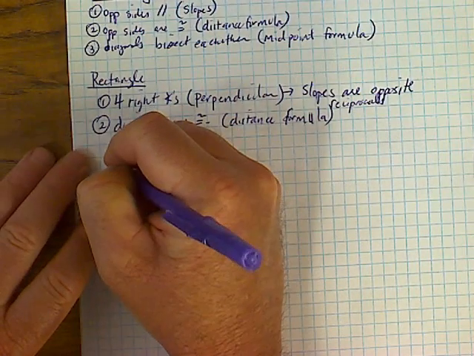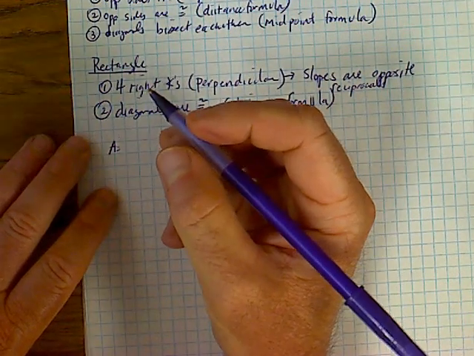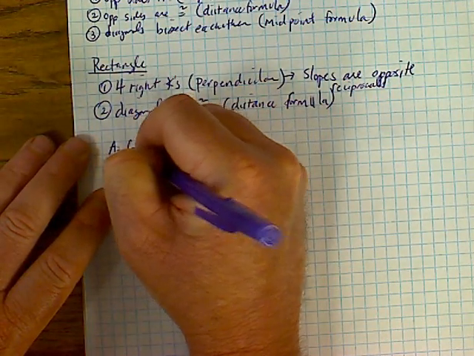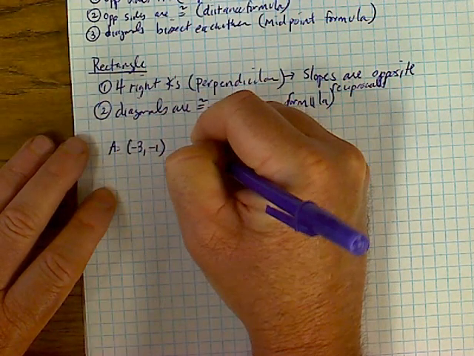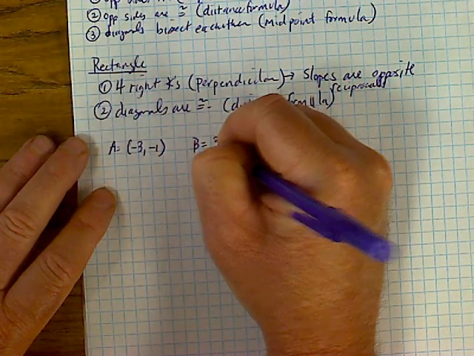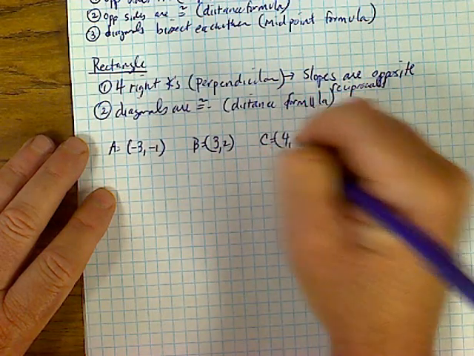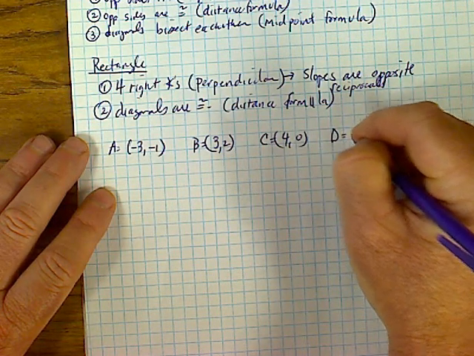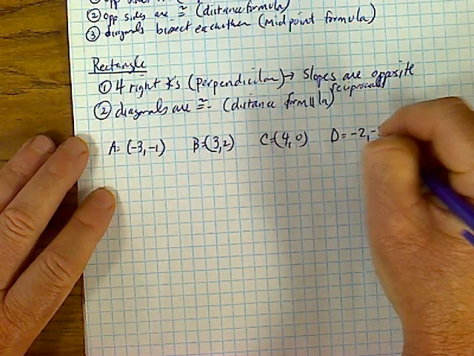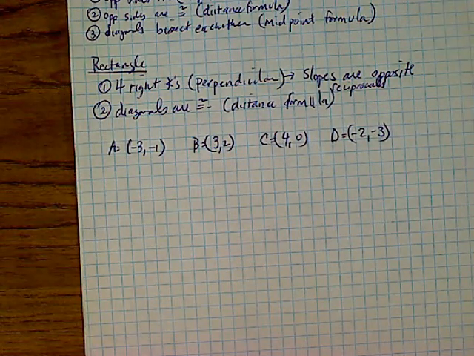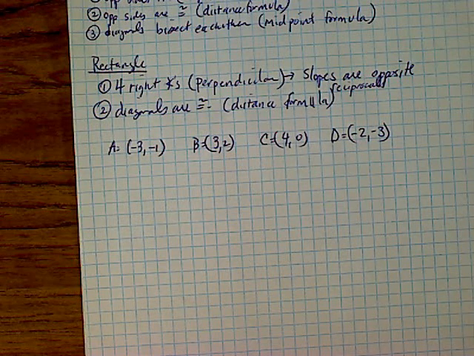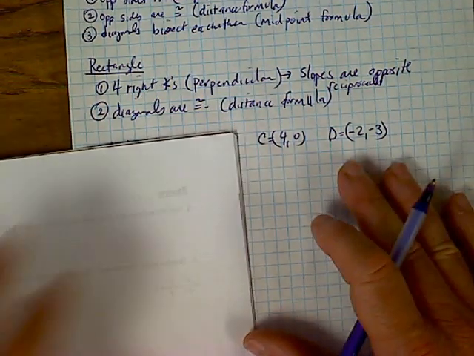Alright, so here are our points. I'll write them down first for our example. A is -3, -1. B is 3, 2. C is 4, 0. And D is -2, -3. Okay, those are my 4 points. Alright, we need to go ahead and draw a 4-quadrant graph in first. Okay, so let's go ahead and do that.